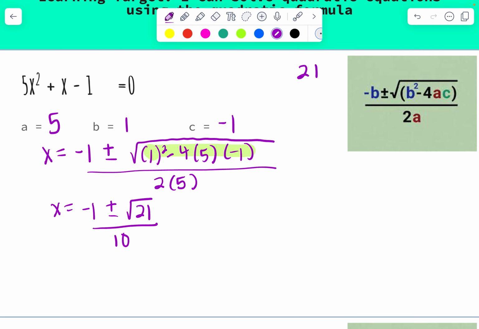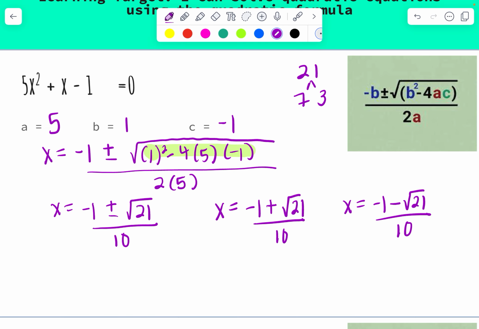If we try to break up 21, our only options are 7 and 3, so there would be no pairs, so the square root of 21 cannot be simplified. Our final answer then, negative 1 plus the square root of 21 divided by 10, and negative 1 minus the square root of 21 divided by 10.